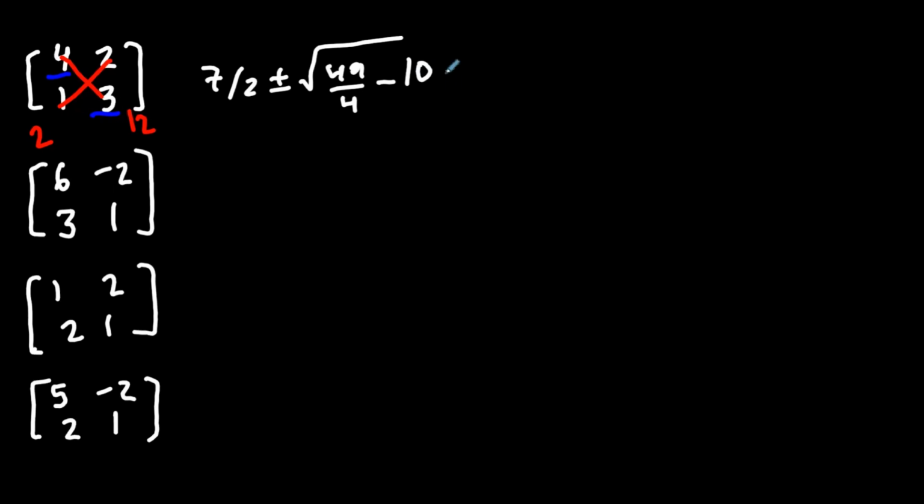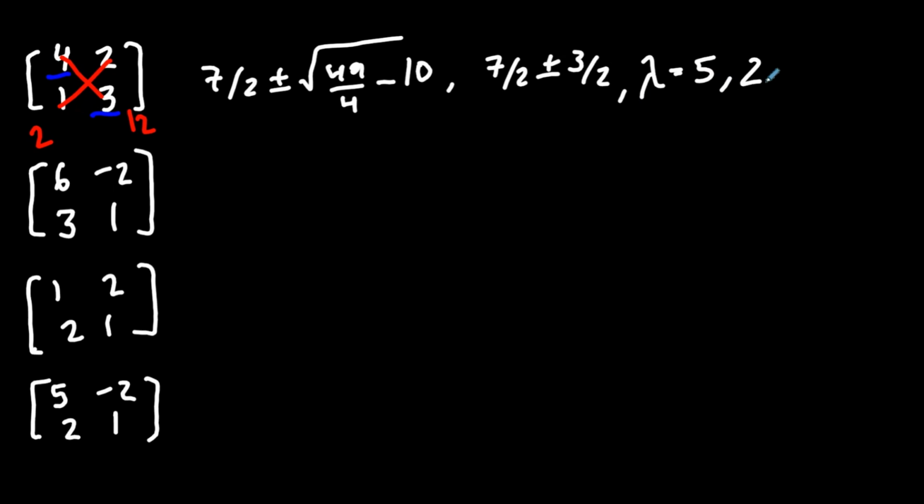Now all we need to do is just simplify it down. So 10 is the same thing as 40/4, and 49 minus 40 is 9/4. So we have the square root of 9/4, which is 3/2. So this is 7/2 plus or minus 3/2. That means our eigenvalues are either 5 or 2. Super easy, super fast, no need for a characteristic polynomial in this case.